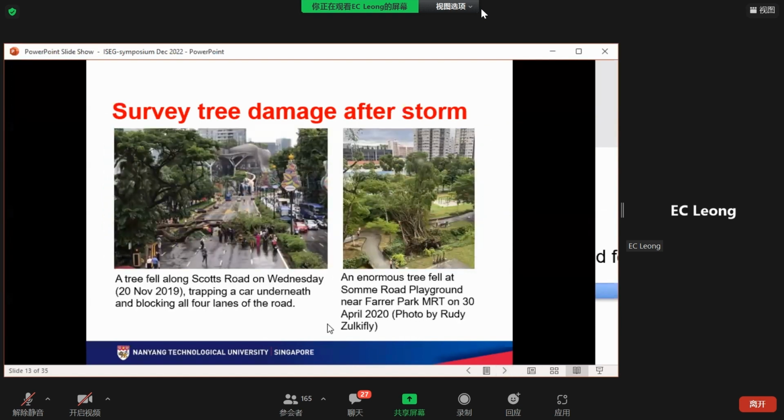Sometimes you have trees falling into more prominent areas. This is Scott's Road near the tourist belt, Orchard Road. So this can create a lot of bad publicity as well. And this one fell on a playground. Luckily, no children were injured. This actually occurred after heavy rain.